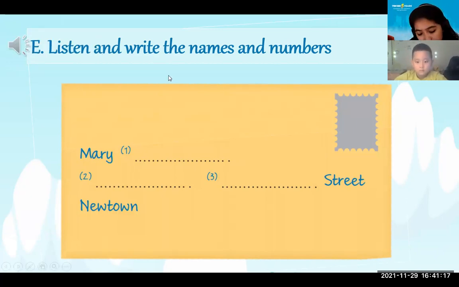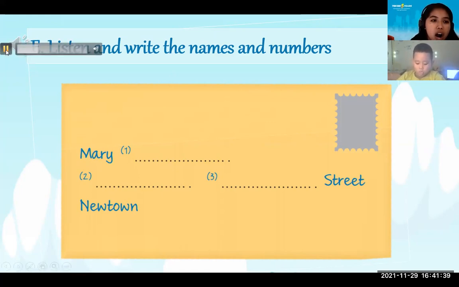3E. What's your name? Listen and write. 1. Mom, can you help me? Okay. Can you tell me Mary's family name? Yes, it's Door. D-O-O-R.